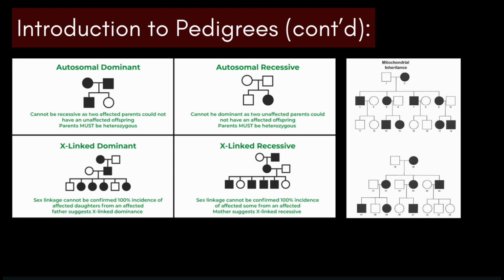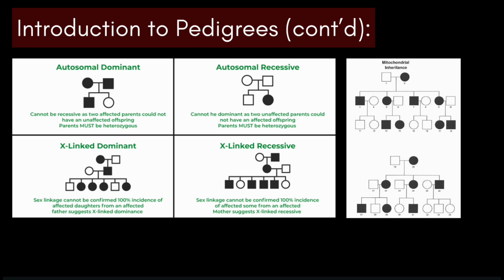I kind of gave some hints about autosomal dominant, autosomal recessive, X-linked dominant, X-linked recessive earlier, so let's go ahead and talk about these in greater detail. Autosomal dominant. These cannot be recessive, as two affected parents could not have an unaffected offspring, so the parents had to be heterozygous. You commonly see in autosomal dominant diseases that if an individual is affected, they don't have the two affected alleles. They're most likely carriers, since if you have the two affected alleles for the autosomal dominant diseases, that results in death usually.